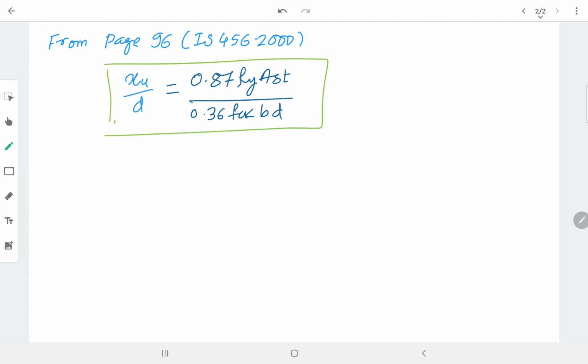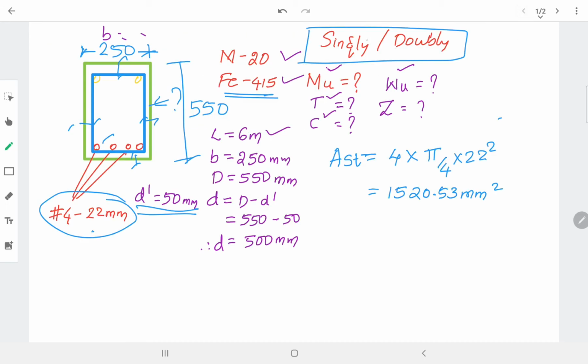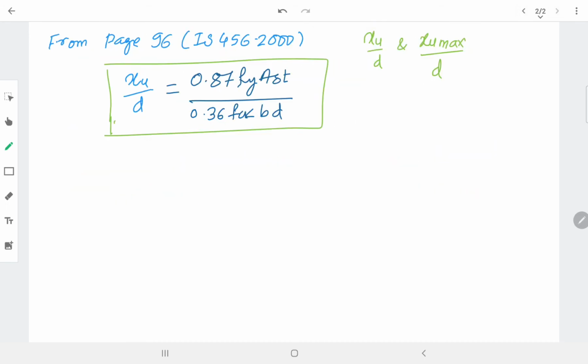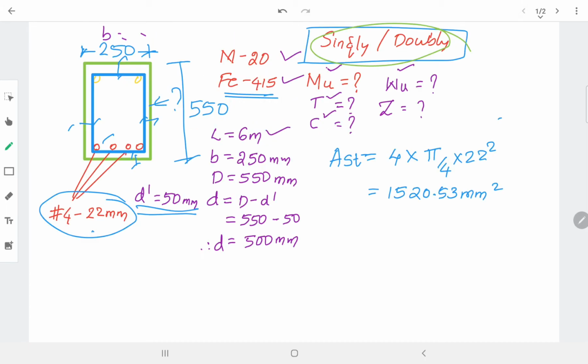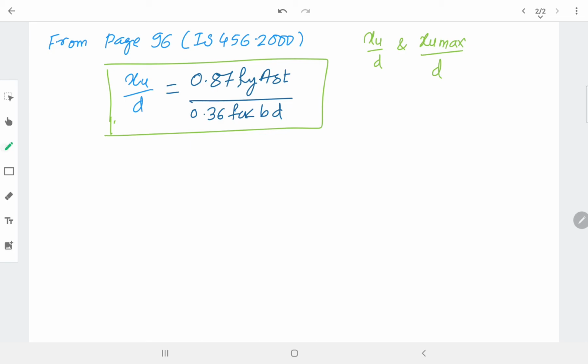Unless you calculate Xu by d and Xu max by d, you cannot judge whether it is singly or doubly reinforced. Or you need to compare Mu with Mu limit. In the present problem you don't know Mu, so I'm going to judge whether it is a singly or doubly reinforced beam based on the Xu by d and Xu max by d values.